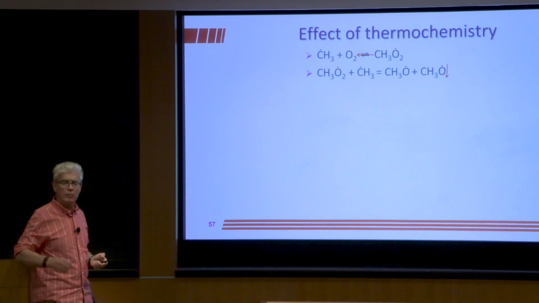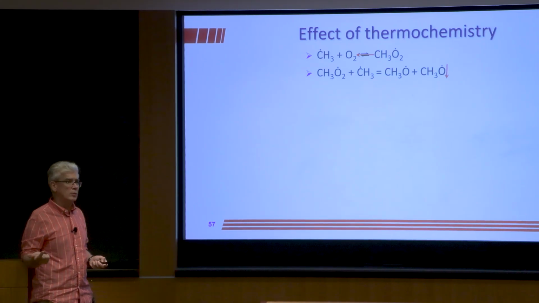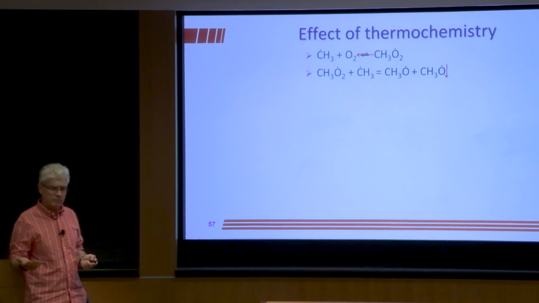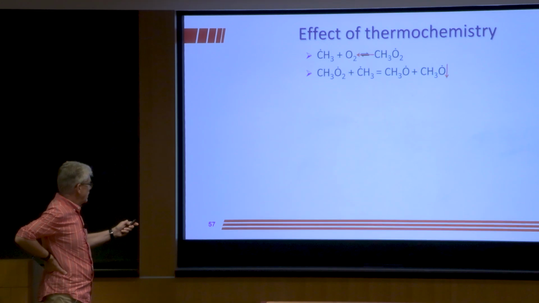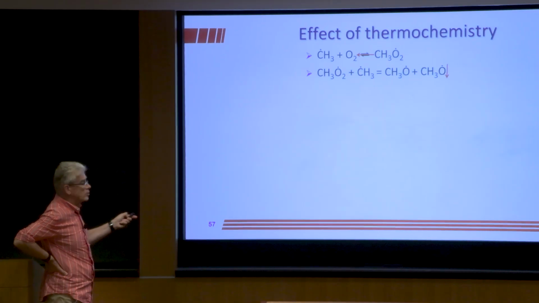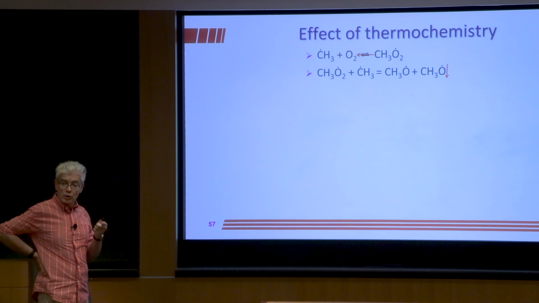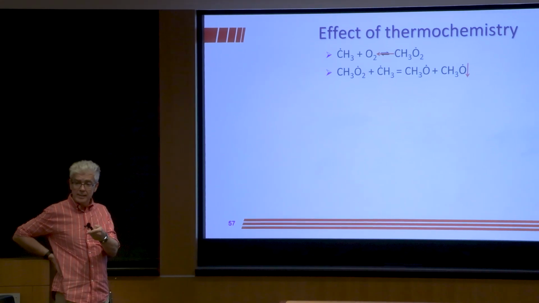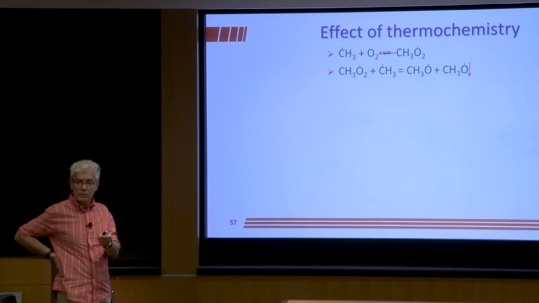They'll decompose to give formaldehyde plus H, or react with O2 to give formaldehyde plus HO2. But they're going to give you some reactivity, okay? So if we produce a lower concentration of CH3O2, it's going to decrease the reactivity of the system. And the thermochemistry will dictate in this case, because we've increased the activation energy 0.7 kilocalories per mole, that we're going to get less CH3O2.